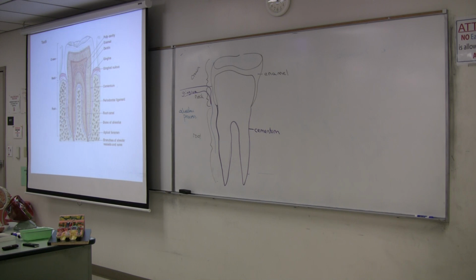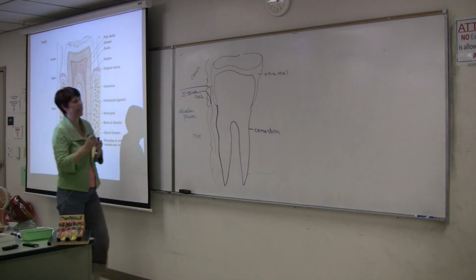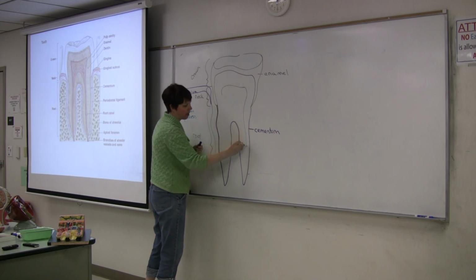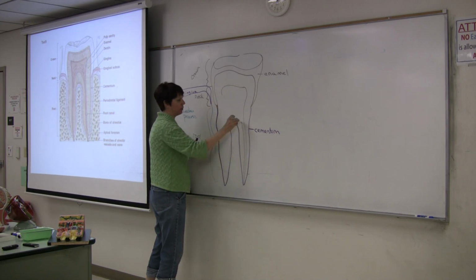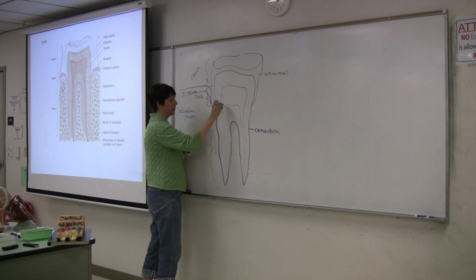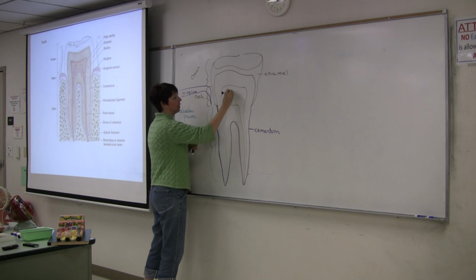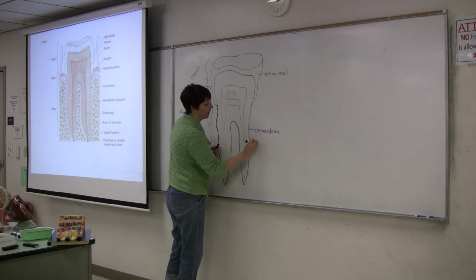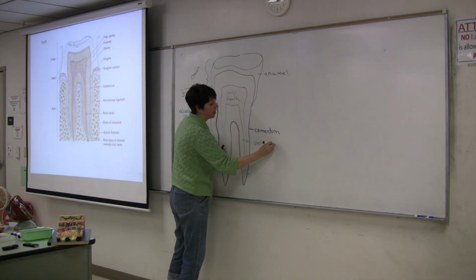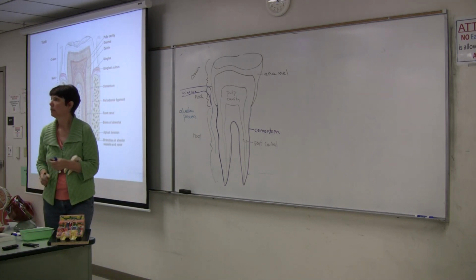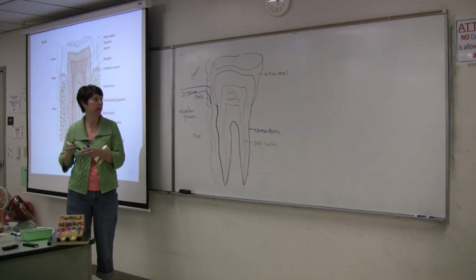When we look at the content then, we have a pulp cavity, which kind of models the shape of the tooth. There would be a root canal, a pulp cavity, and that would be filled with loose connective tissue and blood vessels. So the pulp cavity is filled with pulp.